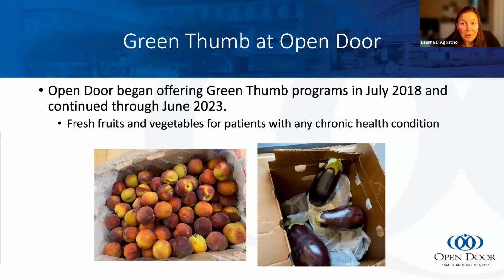When we first started offering Green Thumb in July of 2018, we had planned to offer the program as a food distribution and provide healthy recipes and nutrition tips on a handout. And based on participant feedback, we decided to incorporate nutrition education into the distribution. So we had our registered dietitians create some presentations and present them once per month during the distribution.